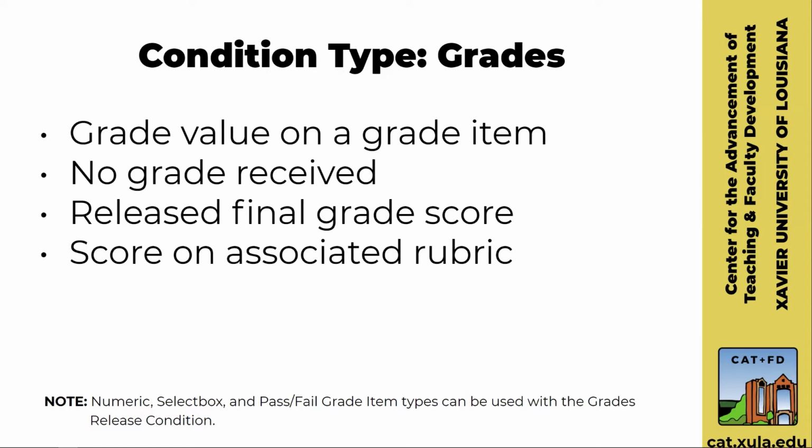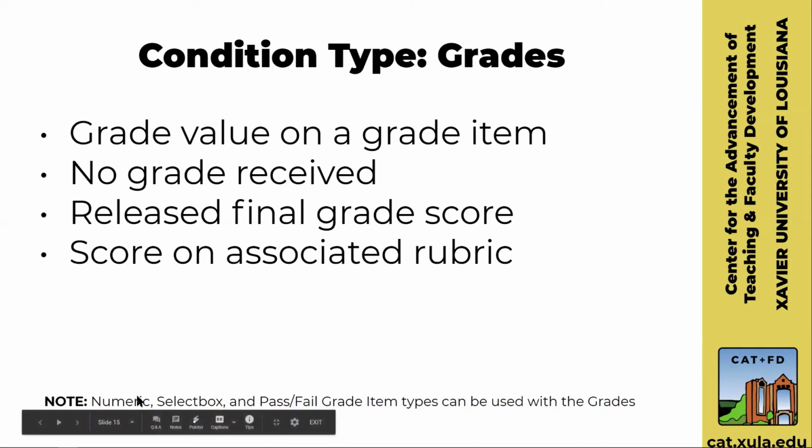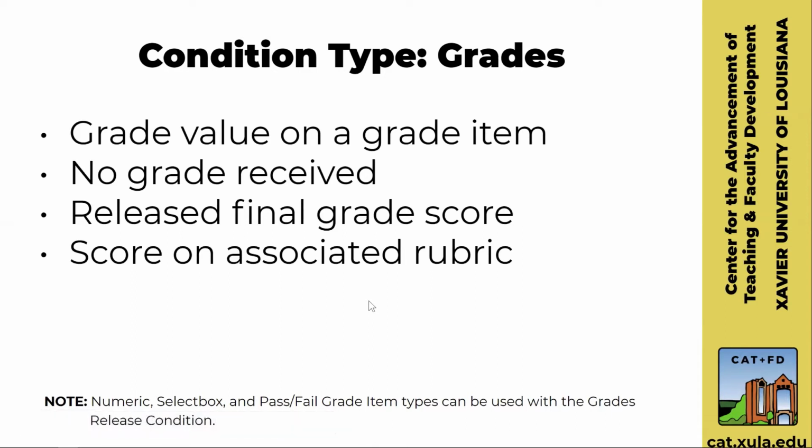No grade has been received for something. A released final grade score or score on associated rubric. Now you may recall when you are creating a grade item in Brightspace, there are about 6 types. The grade item types that work with this grades condition type are numeric, select box, and pass/fail. The other grade item types are not available as part of the release condition. So if you have, for example, a calculated column, you will not be able to use whatever is being calculated in that column to trigger your release condition. So as I said, the only grade item types are numeric, select box, or pass/fail.